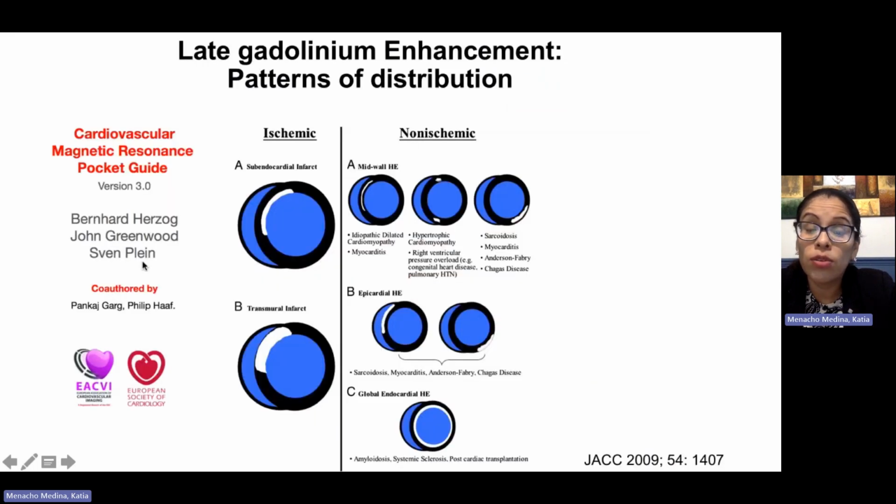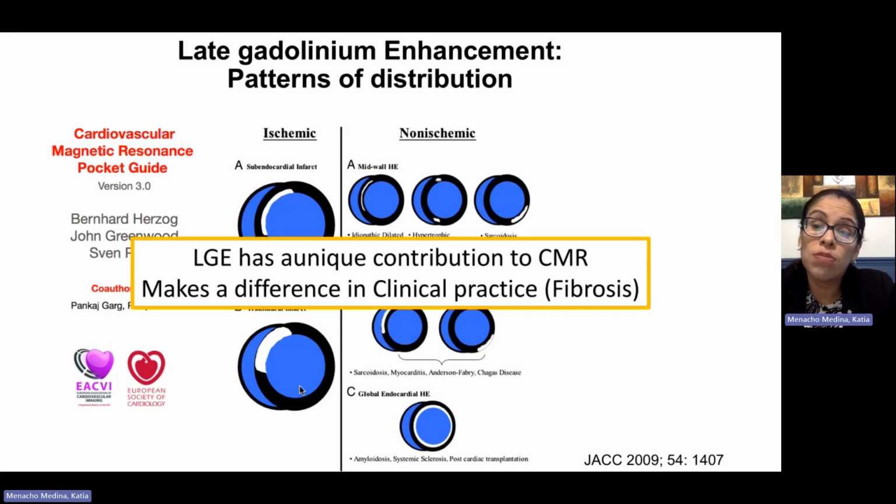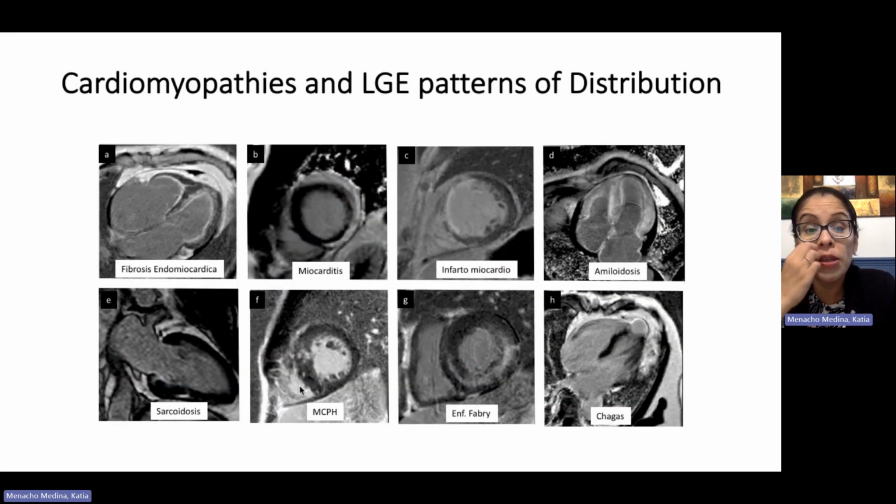And here you can see the current guidelines, where you can see how the late gadolinium is distributed in different areas, and we can classify them in ischemic and non-ischemic cardiomyopathy. And a key fact is that late gadolinium has a unique contribution in CMR because it has made a clinical difference in our clinical practice with assessment of fibrosis. That is something that we need to consider.